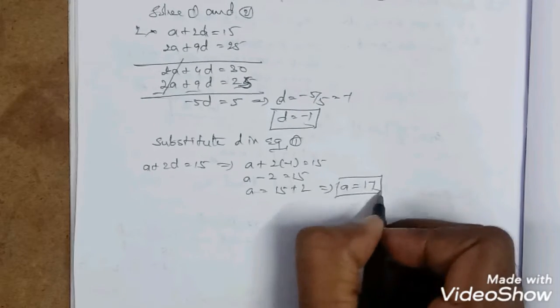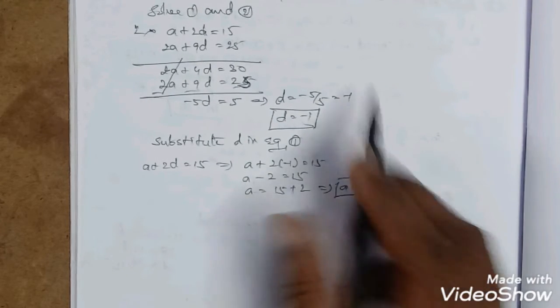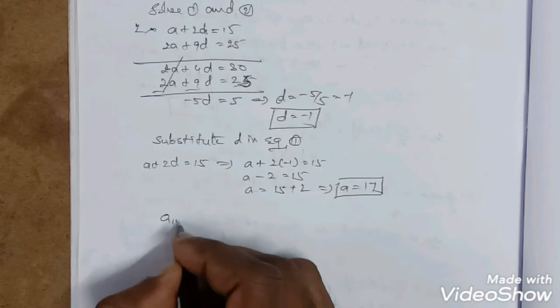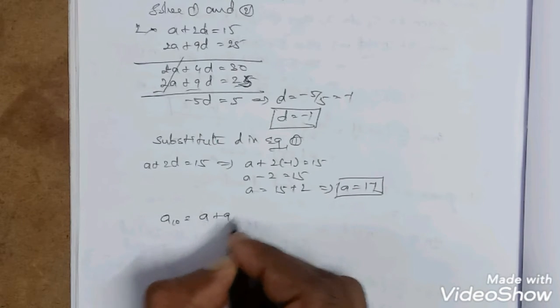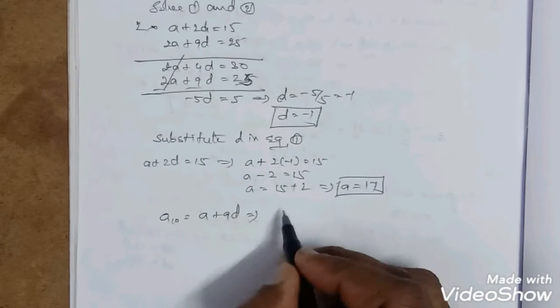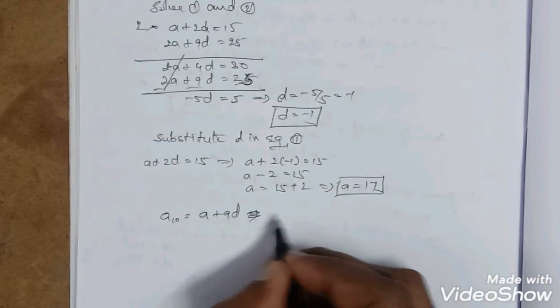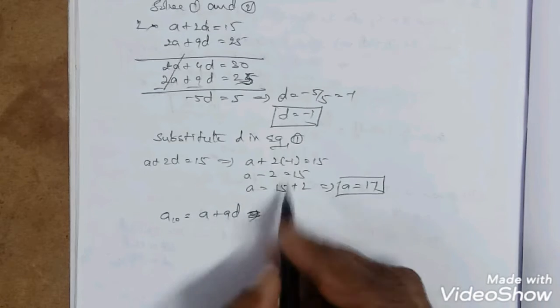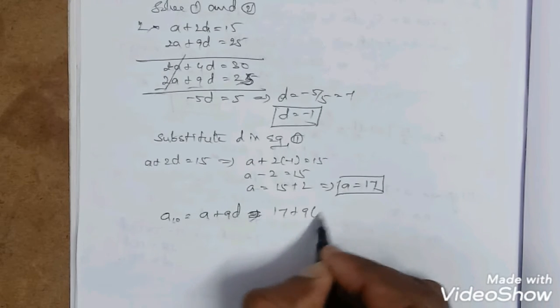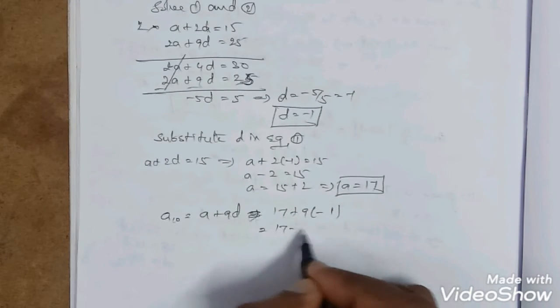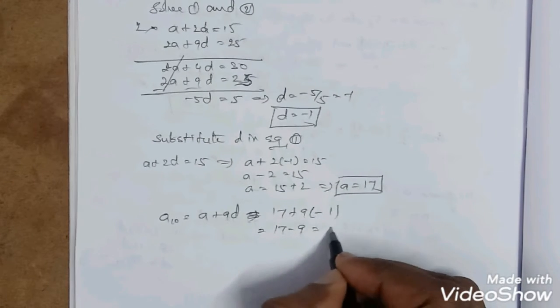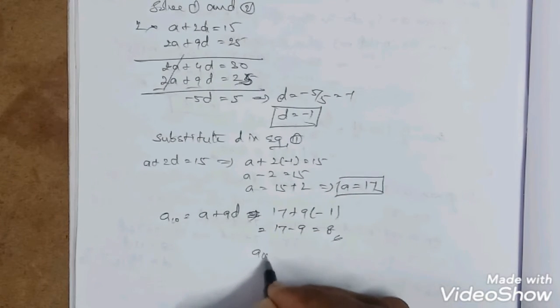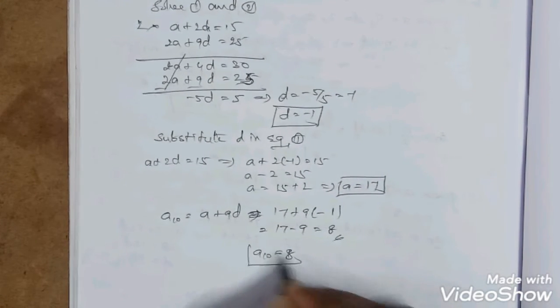So after getting the value of a as 17, you have to find a10. So a10 is equal to a plus 9d. Now in the place of a and d, substitute the values. That is, the a value is given as 17 plus 9 into d, which is minus 1. Now 17 minus 9 is nothing but 8. So here a10 is equal to 8.